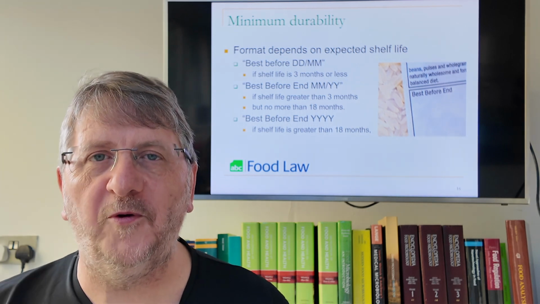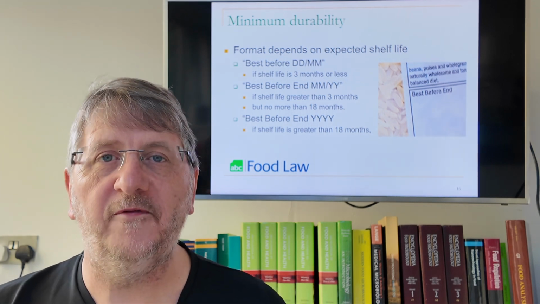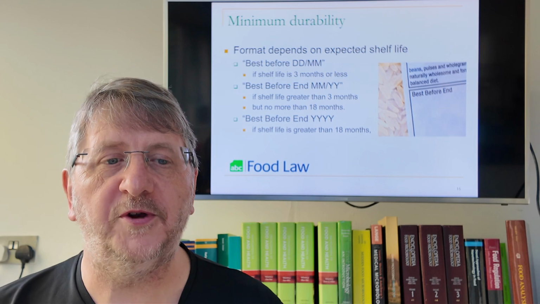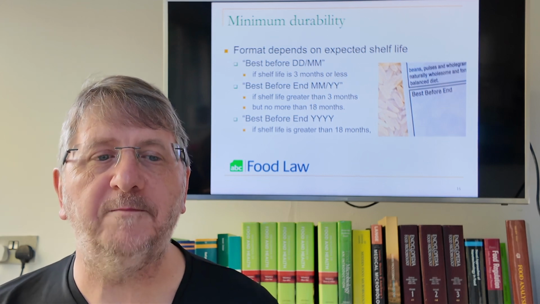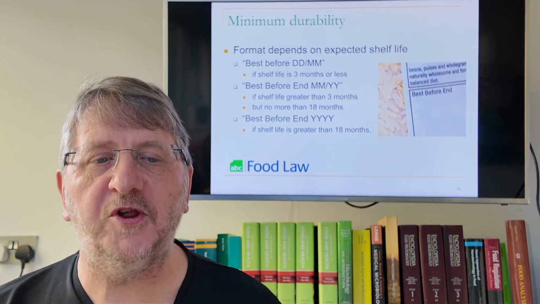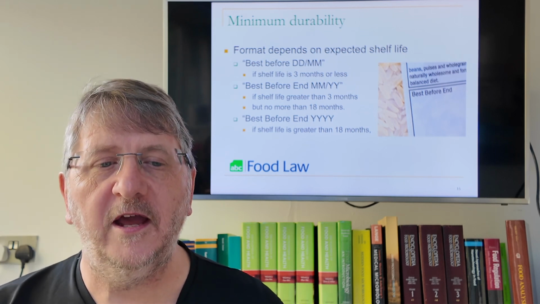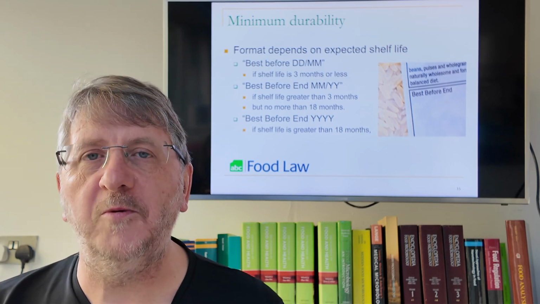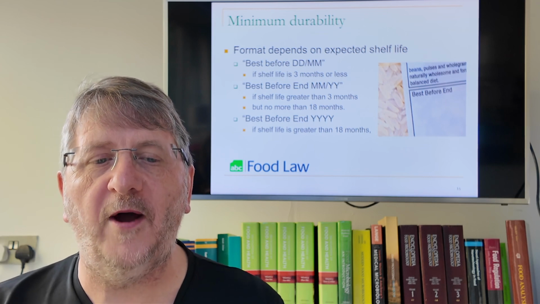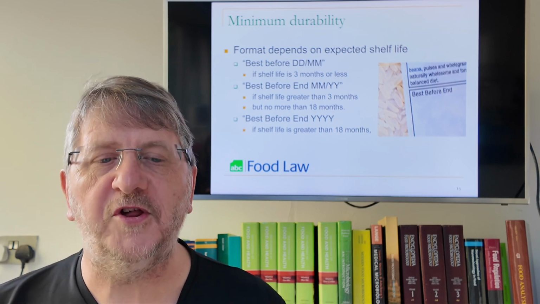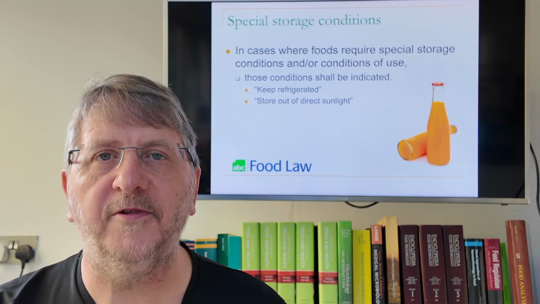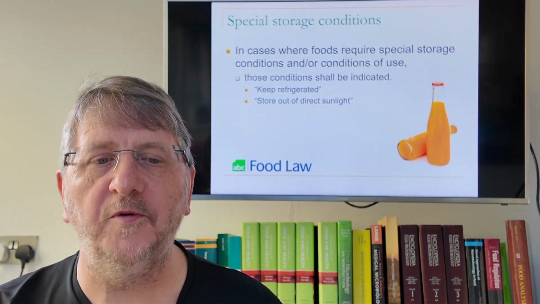For best before dates, it's linked into shelf life. So if you're using a best before date, you can have the format best before date and month if the shelf life is 3 months or less, best before end month and year if the shelf life is greater than 3 months but no more than 18 months, and best before end just the year if the shelf life is greater than 18 months.